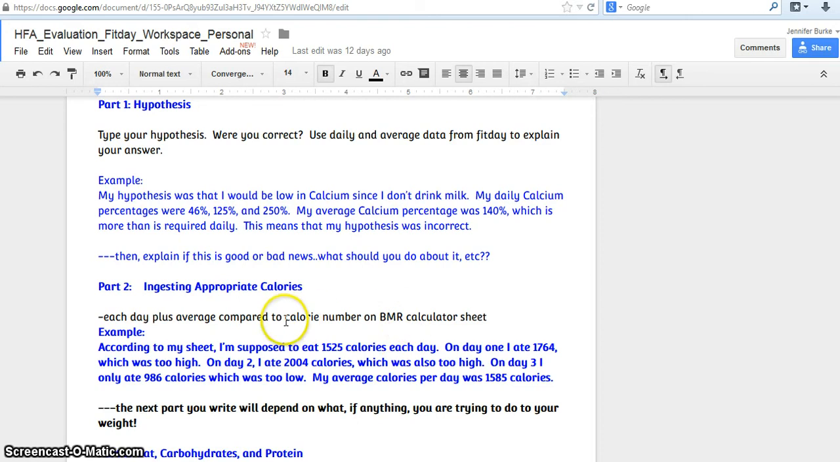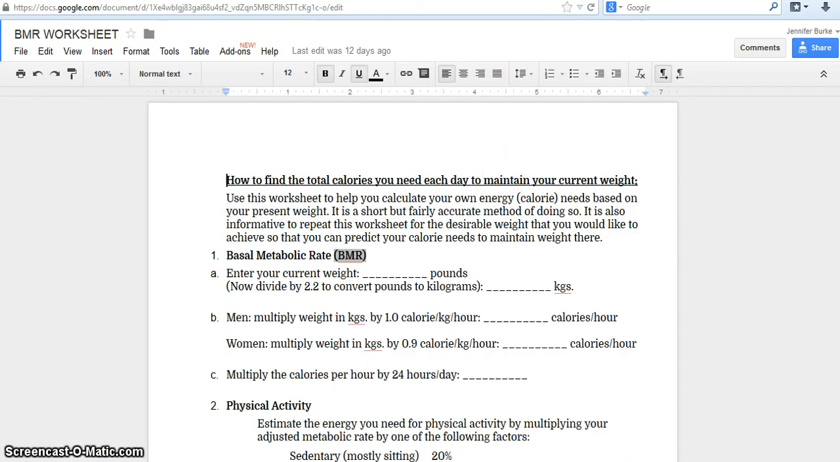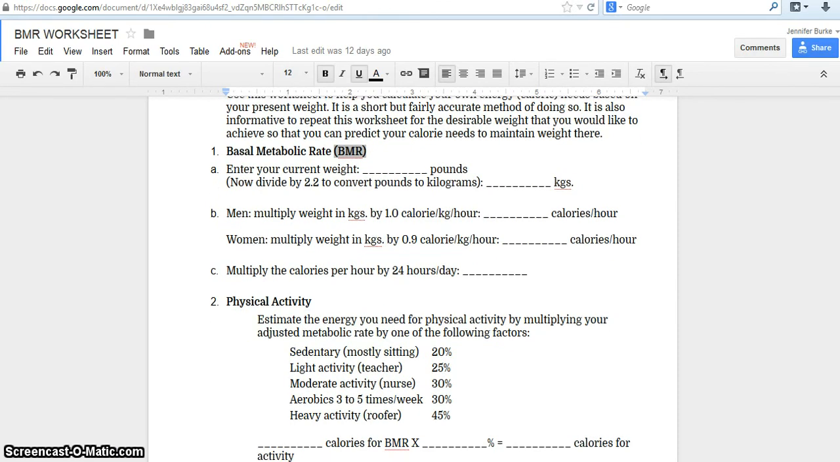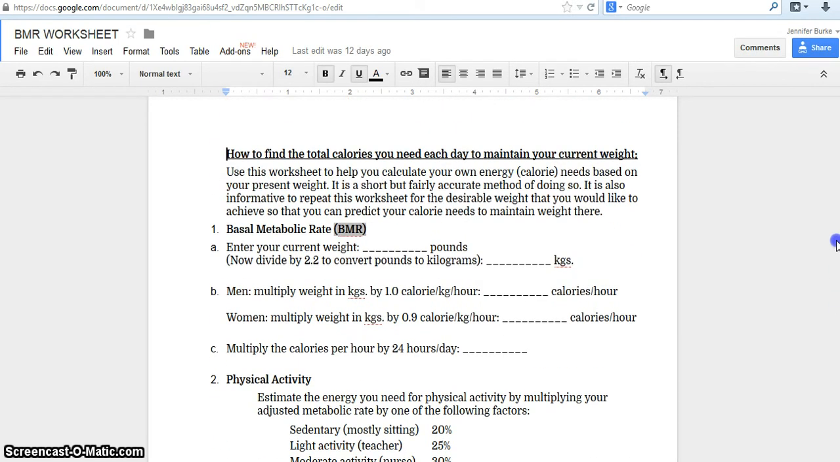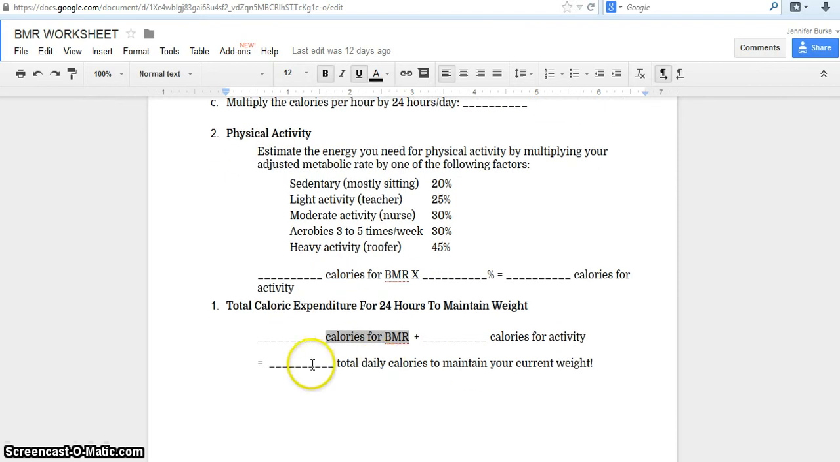Second part here, you will go to that BMR calculator sheet, which there's a link to from the course doc. Here's what it looks like. You may remember this. You should have one in your binder. You fill this in. We all did this together in class one day. And you find out at the end how many calories you're supposed to eat every day.